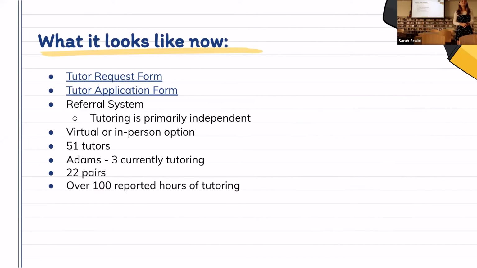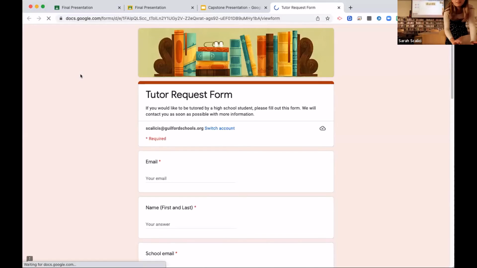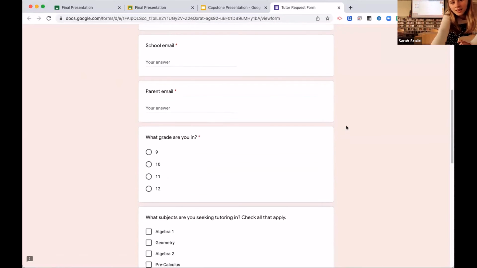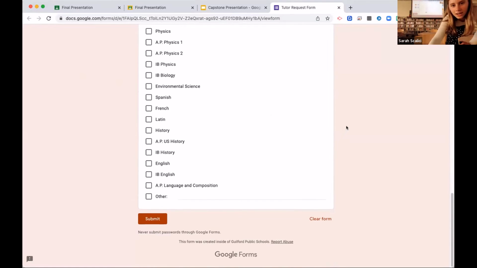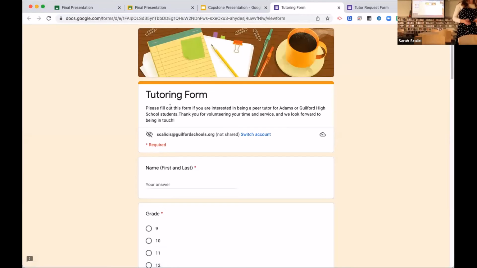Okay, so this is what it looks like now, and I have the forms. So this is the tutor request form. This gets sent out in a Naviance blast quarterly, and then also was sent out at the beginning of the school year to all students. So this is where they would put in their email, their name, school email, their grade, and then their subject they want tutoring in. And then we also had a form for tutors to apply to be a tutor.